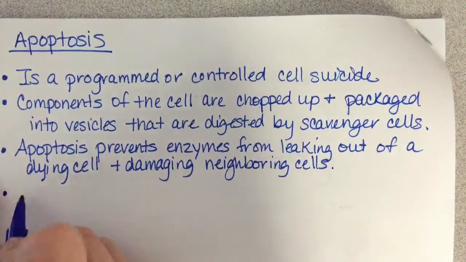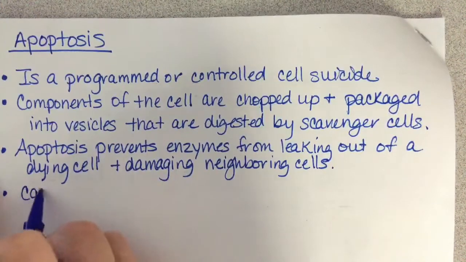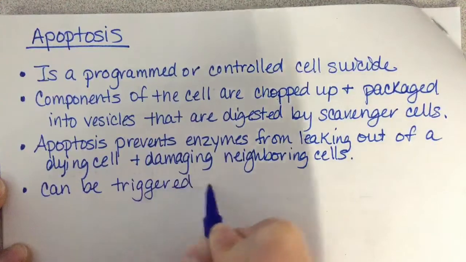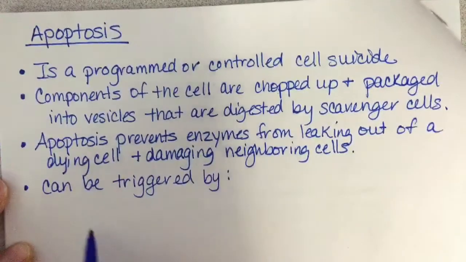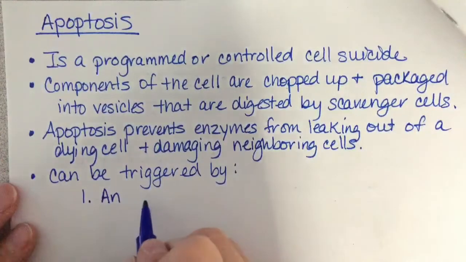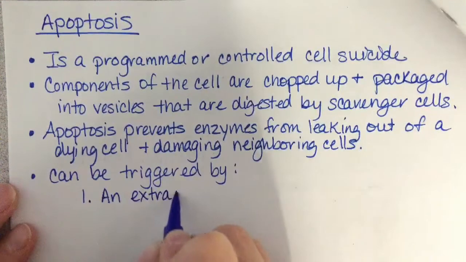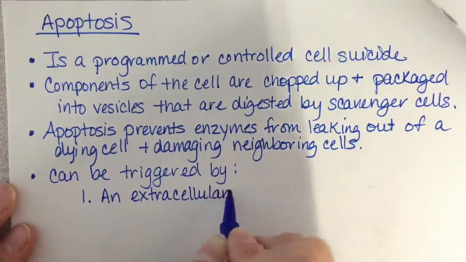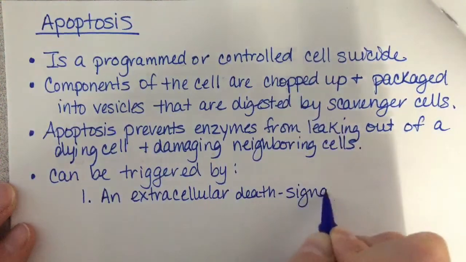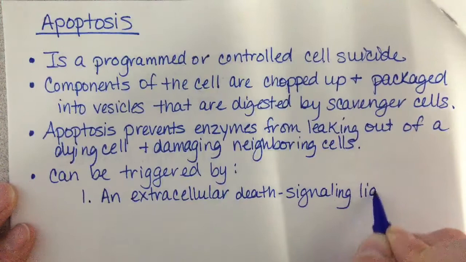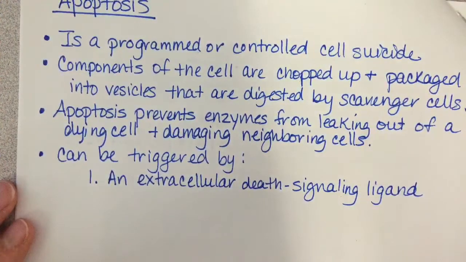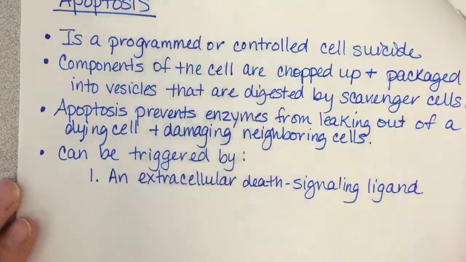So what triggers this? It can be triggered by what? One, and this is how it relates to this chapter, an extracellular, that means outside the cell, death signaling ligand. So a molecule outside the cell can bind to a receptor protein, which triggers this death process.